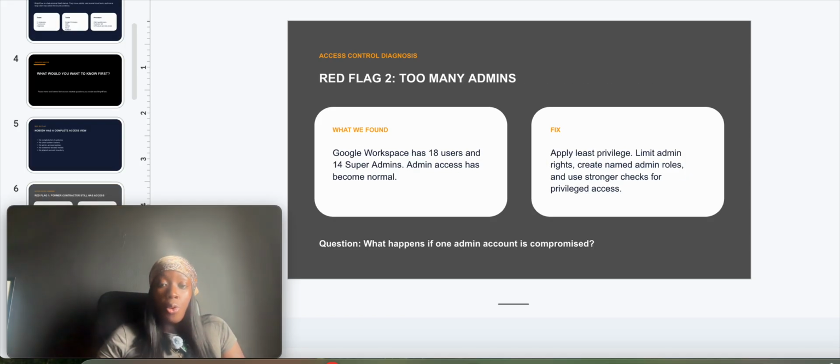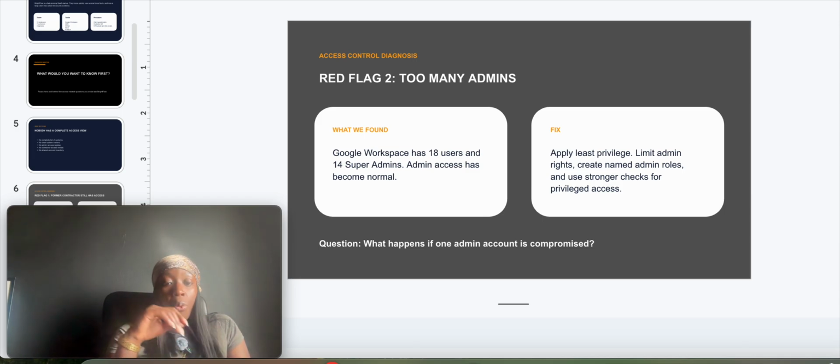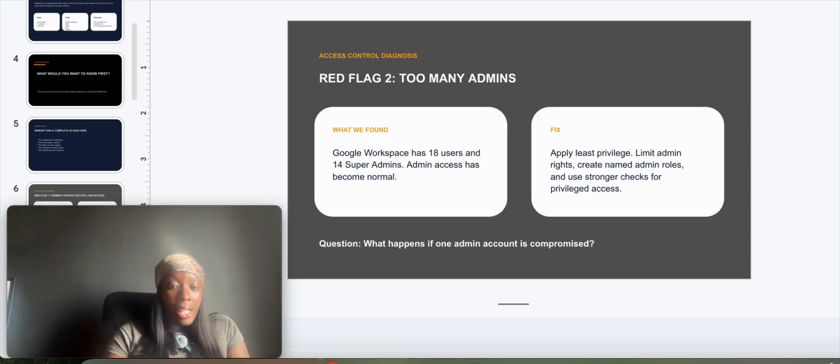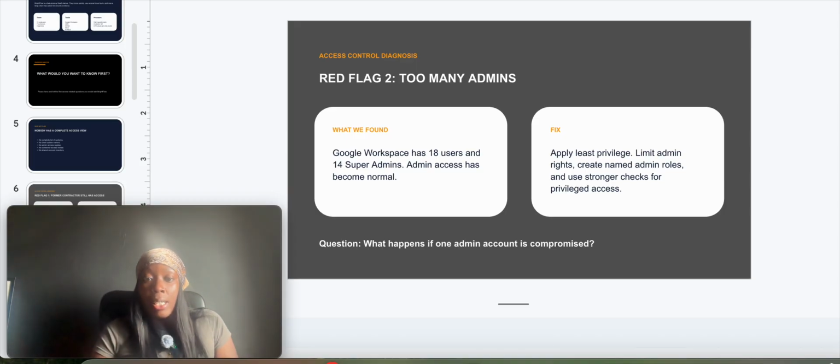Red flag number 2: too many admins. Google Workspace has 18 users and 14 super admins. Super admins are people that need excessive amounts of privileges. Think of that first example of the set of keys that have vault access. Everybody does not need that. If you find that everyone needs that, then there's a breakdown in process, and you need to evaluate how to limit that, and maybe bring in just-in-time access or something like that to reduce the amount of damage that can be done. So imagine 14 sets of keys that can be lost in a street near your organization. It's at best risky. At worst, it can bring down your organization.